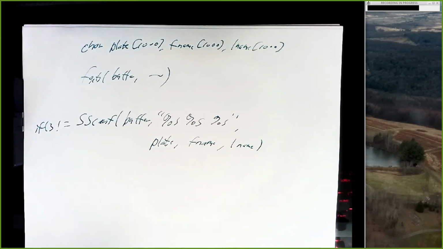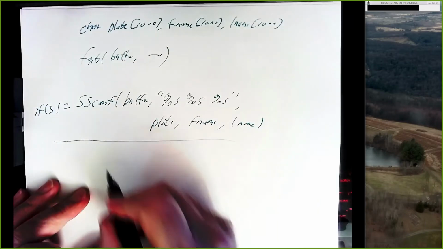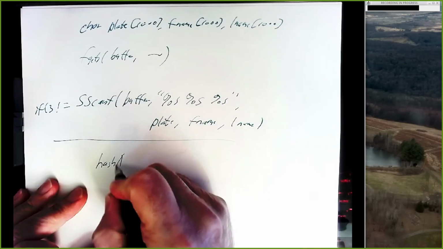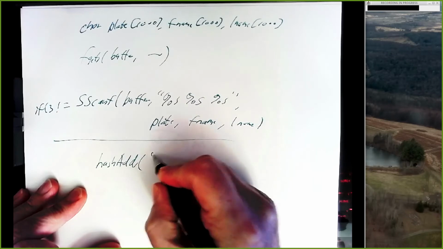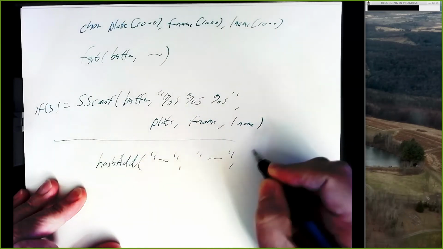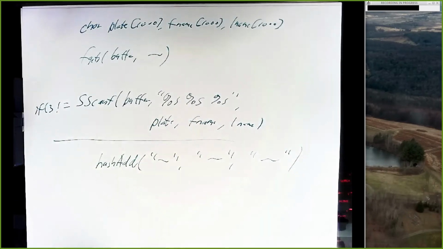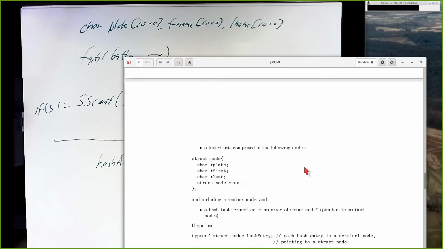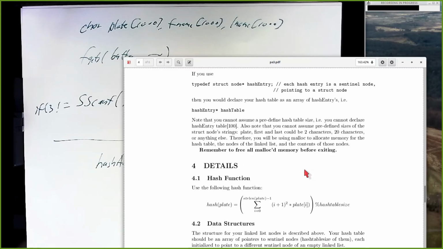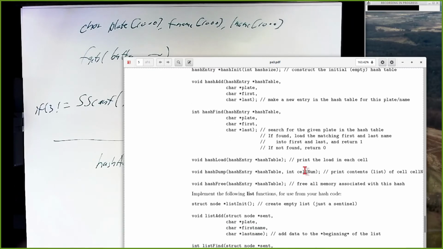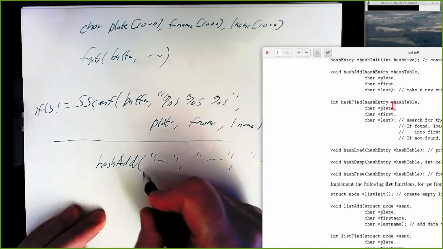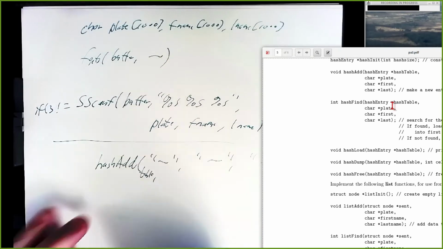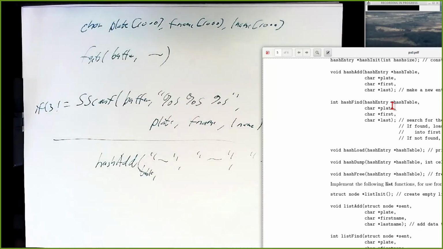And of course, if you don't want to do this, if you're working on the hash functions, just call hash add. I think you have to pass it the hash table too. Get the index and then call list add with that index, right? Yeah, so hash add is table, then plate, first name, last name. You can just pass those as quoted strings if you want for the sake of debugging.